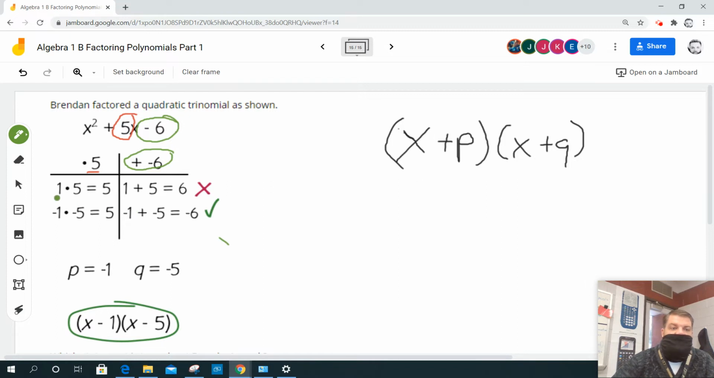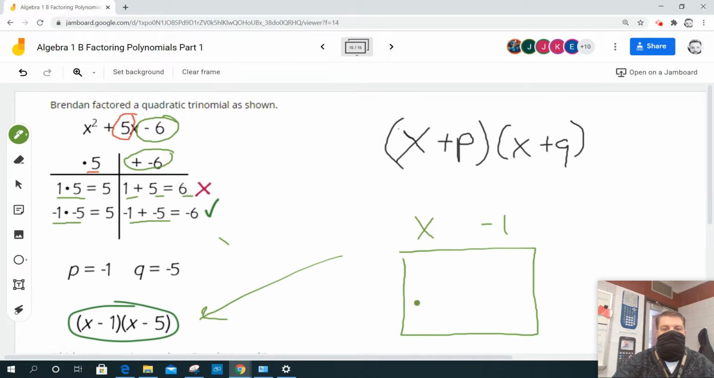Well, here he has the factors 1 times 5 equals 5. Negative 1 times negative 5 equals 5. Over here he has 1 plus 5 equals 6. And then negative 5. But if I multiply this out, x minus 1 times x minus 5, you get x squared, and you get negative 1x and negative 5x, but you get a positive 5.